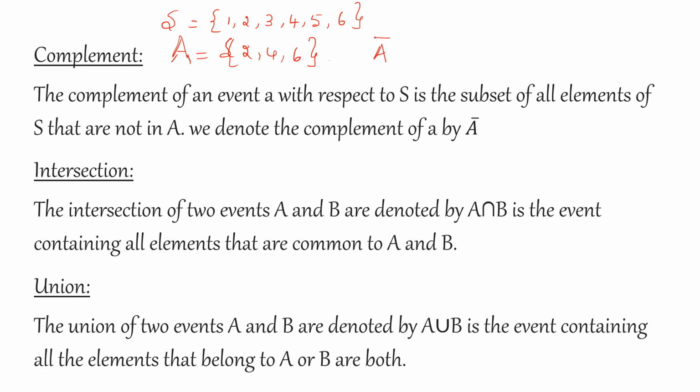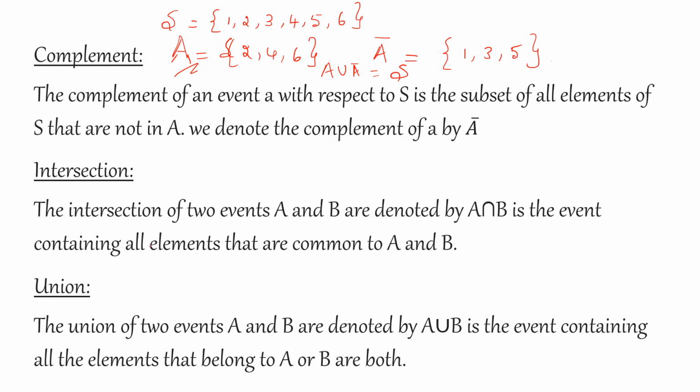Then what will be in A bar, the complement of A? It will not be an even number. If A is the set where the outcome is an even number, A bar will be the outcomes that are not even numbers. So the remaining are 1, 3, 5. And if you take A union A bar, that should constitute the sample space.